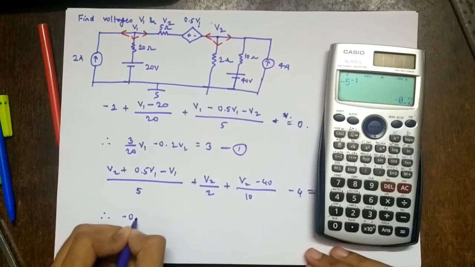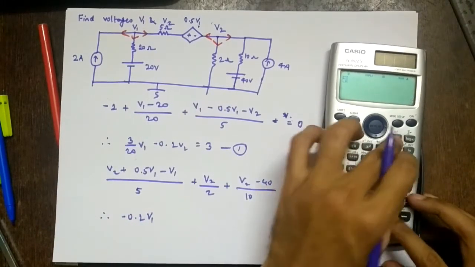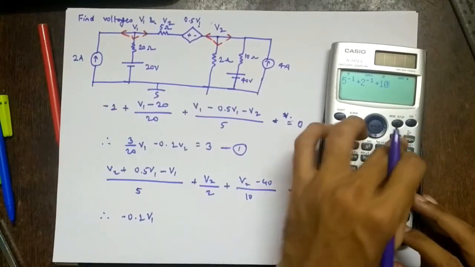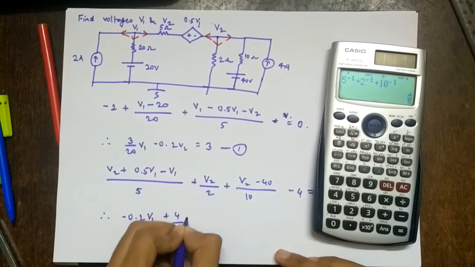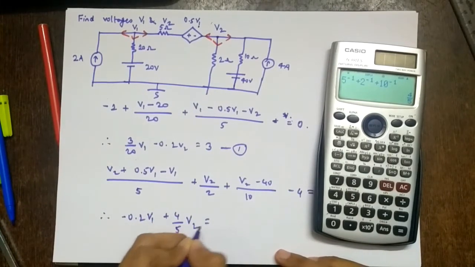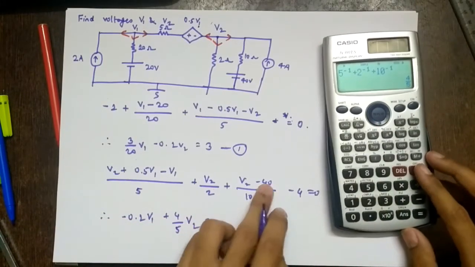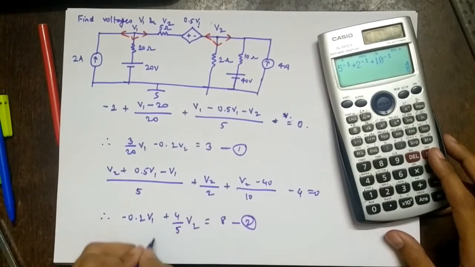So minus 0.2 V1, 5 inverse plus 2 inverse plus 10 inverse plus 4 by 5. Otherwise you can write 0.8. It's fine. V2 equal to, this is minus 4. Minus 4, here it will become 8. So two equations, two unknowns.